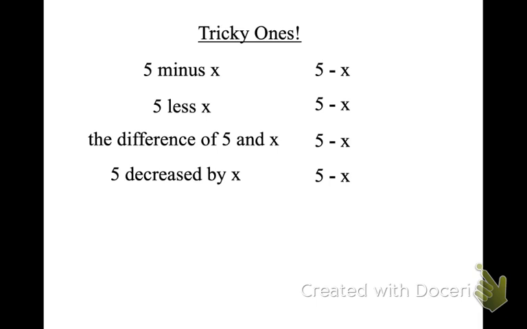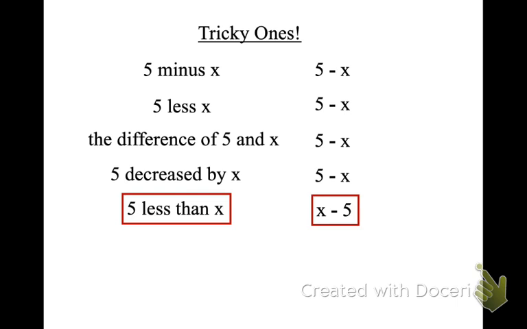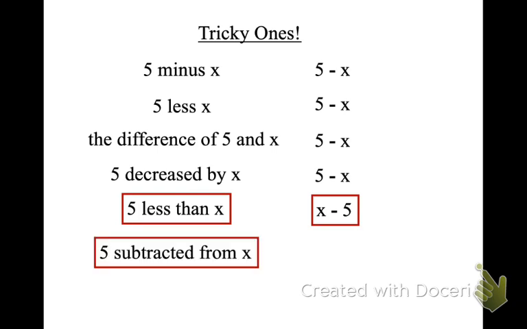Next one, 5 decreased by x. 5 less than x, we're going to do the same thing. I see "less than," and we are going to do x minus 5. Okay, x minus 5. Crisscross the terms. 5 comes first, x comes first, 5 is second, with a "less than" minus 5. 5 subtracted from x, so we have to start with the x because you have to take something away from what you're starting with. Okay, I call these backward words, okay?